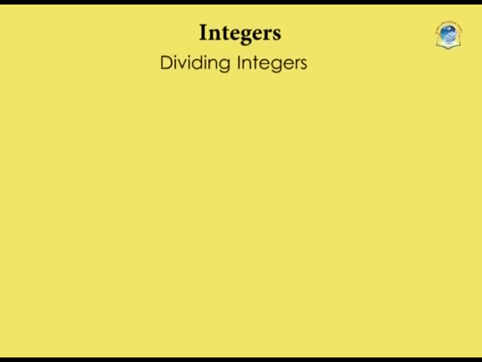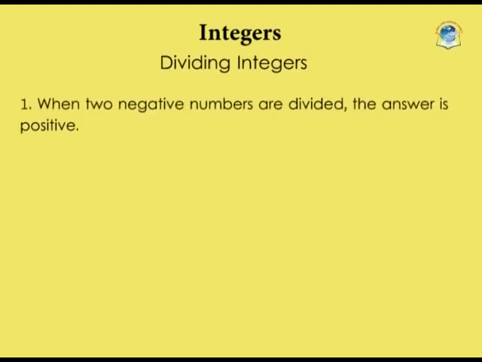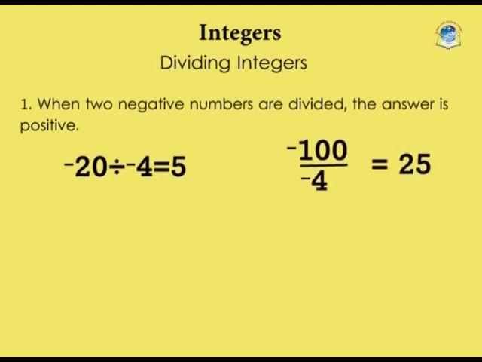Division. Again, integers are divided just like natural numbers with 2 rules. 1. When 2 negative numbers are divided with each other, the answer is a positive. Minus 20 divided by minus 4 is equal to plus 5. Minus 100 over minus 4 is equal to plus 25.